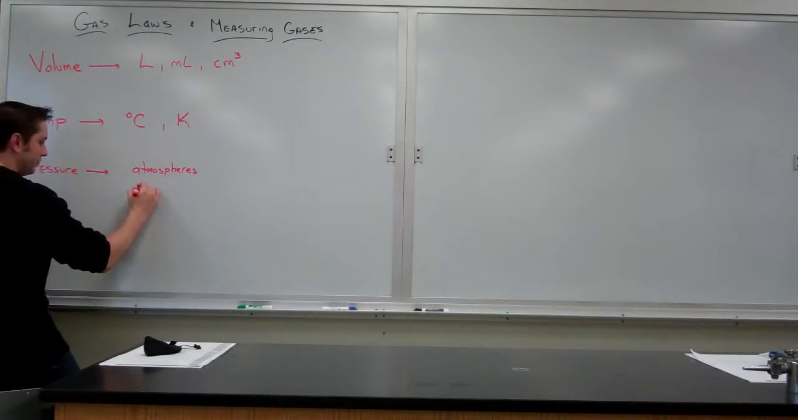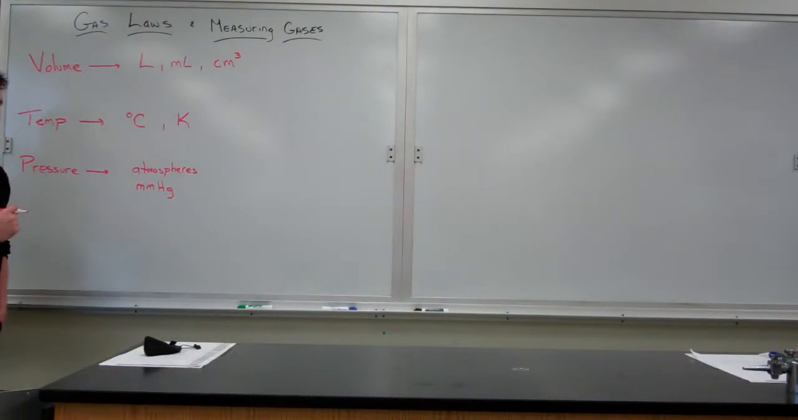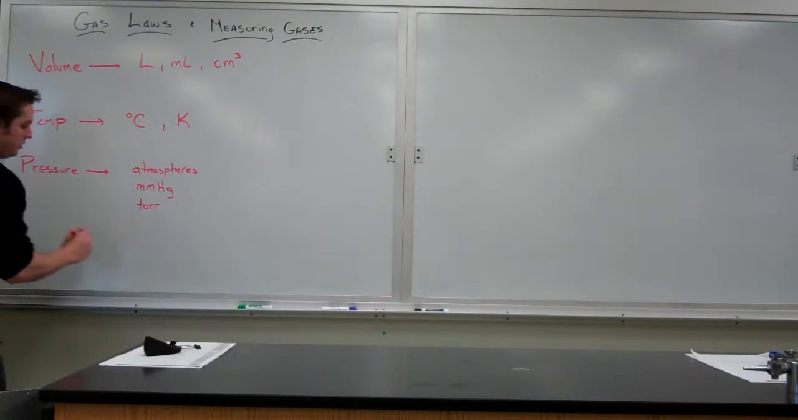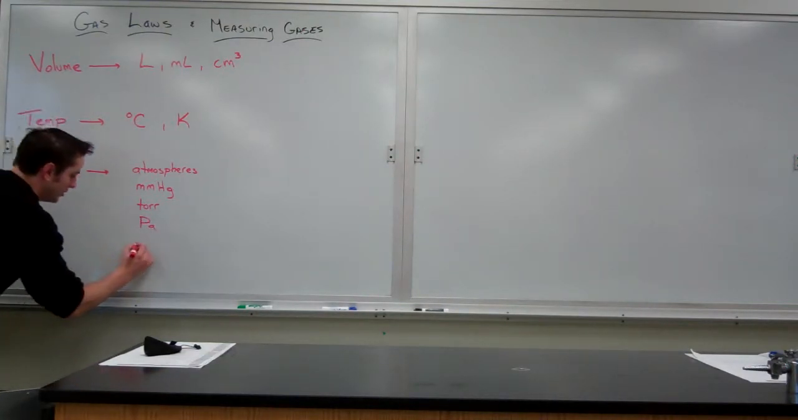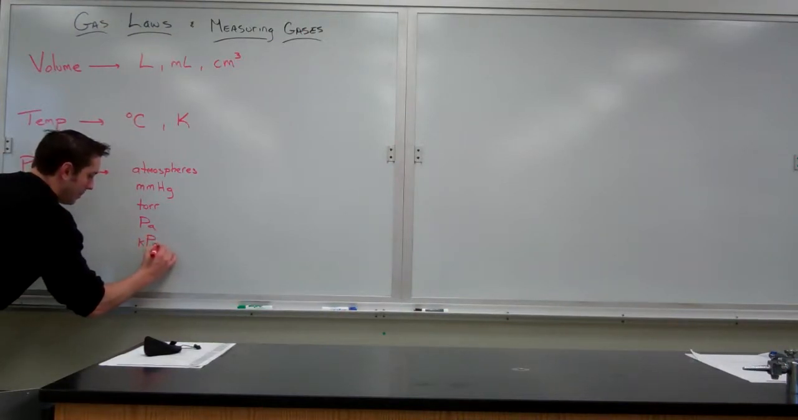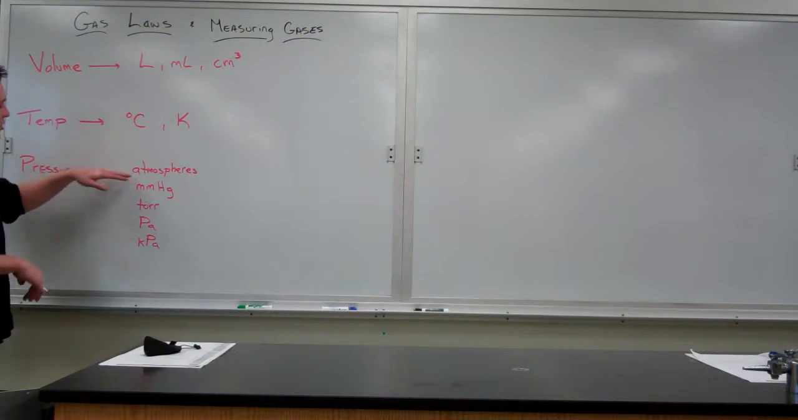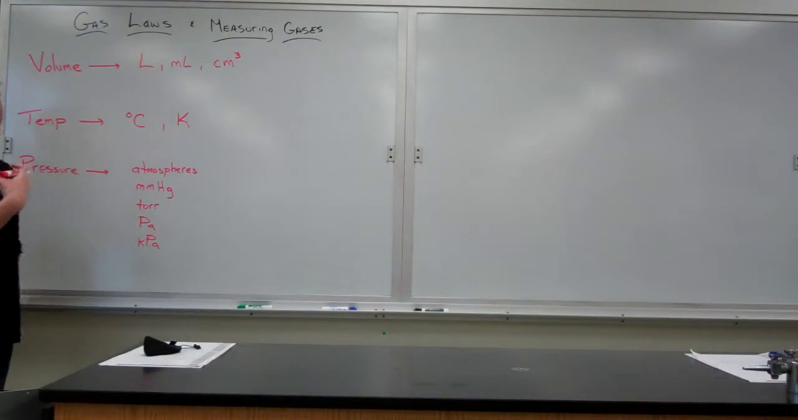atmospheres, millimeters of mercury, torr, pascals, and kilopascals. Each one of these gets used in different situations. Atmospheres is probably the most commonly used measurement of pressure. It is the most extensive in terms of the range of pressure that will be measured.